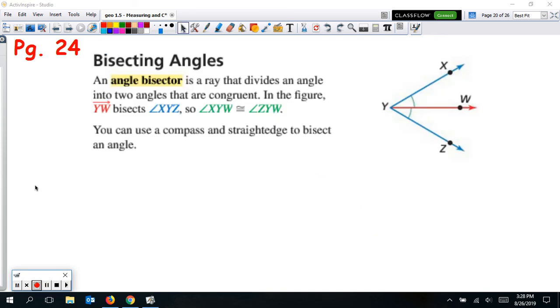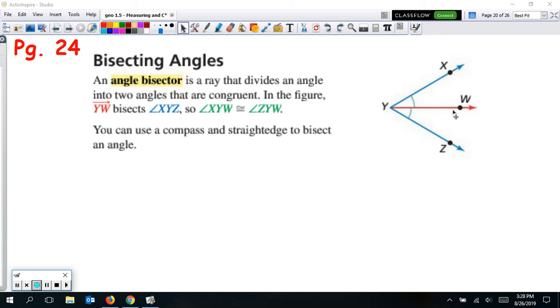Okay, so we do have one more vocabulary on this one, which is angle bisector. So again, that's a lot like the segment bisector. It's a ray that's going to divide an angle into two angles that are congruent. So an angle bisector is only going to really be a ray because it's going to stem from the vertex here, and it goes right there in the middle, and it basically makes these into two congruent angles here.